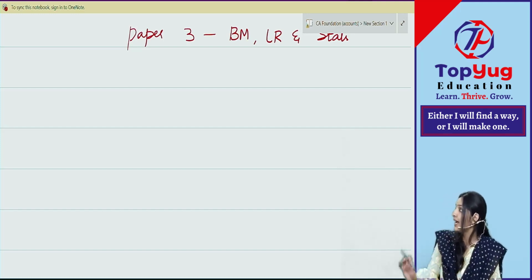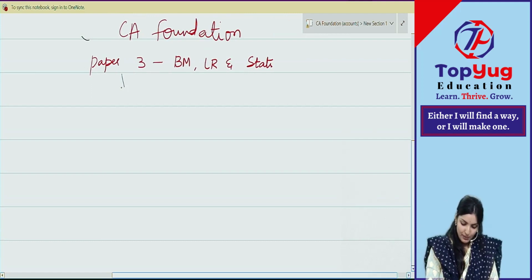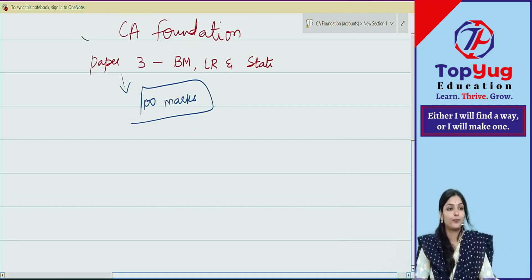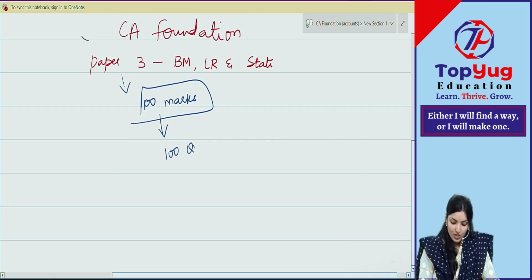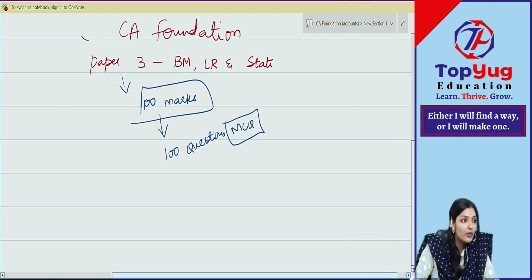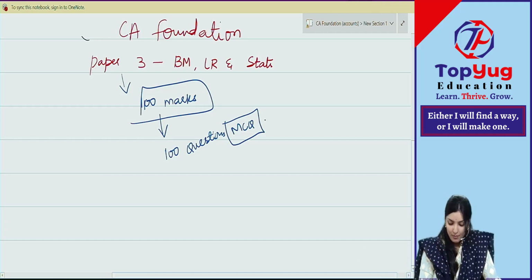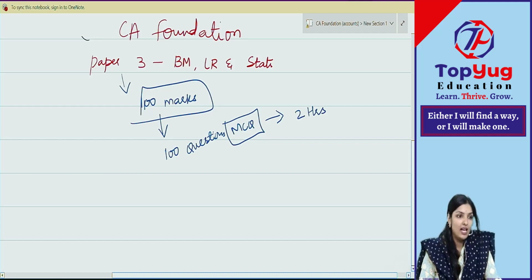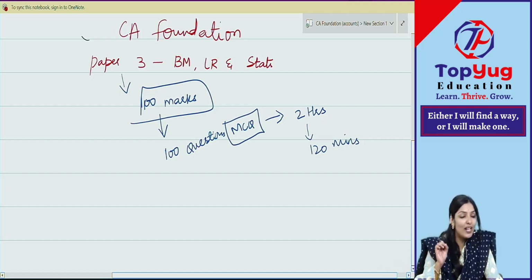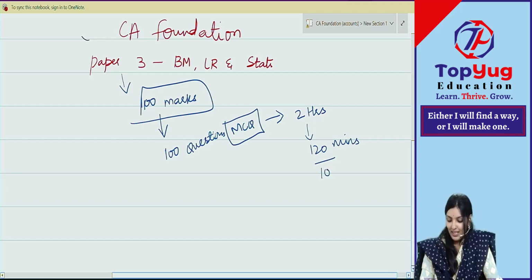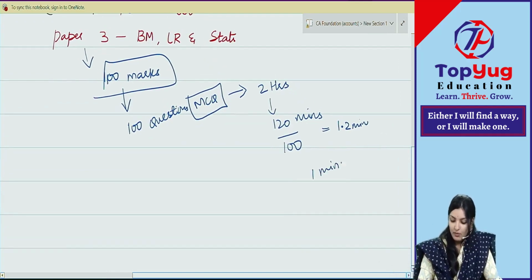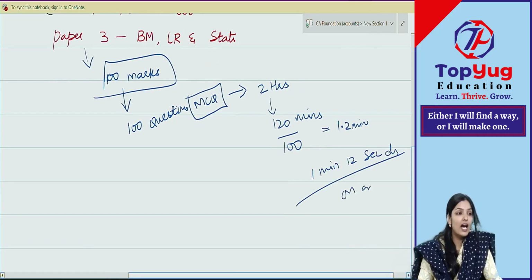Talking about this paper, it is divided into 3 parts, and the whole marks of this paper is 100. You would derive the 100 marks from 100 MCQ-type objective questions, and you would have a timing of 2 hours. How many minutes in 2 hours? 120 minutes. So in 120 minutes, how many questions do you have to solve? 100. So what is the time per question? 1.2 minutes. To be more precise, 1 minute 12 seconds on average.